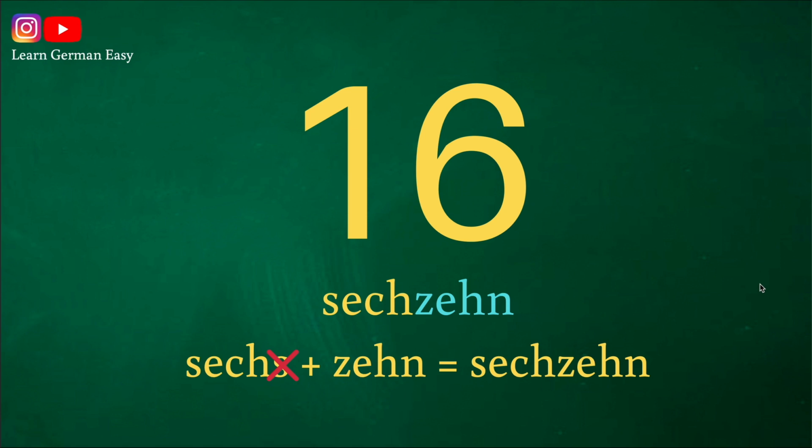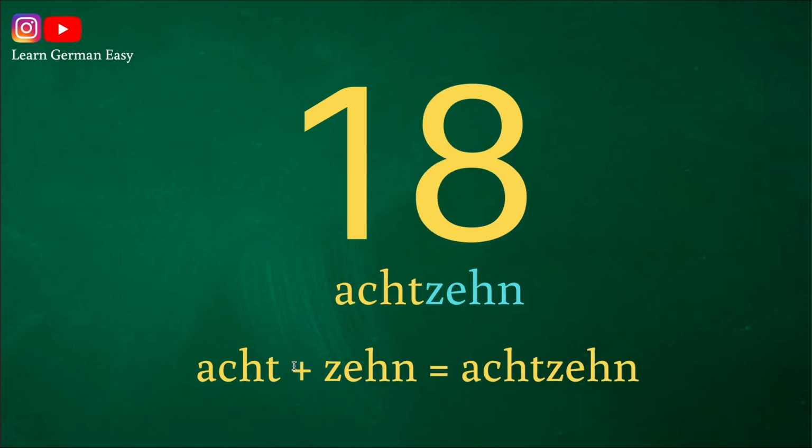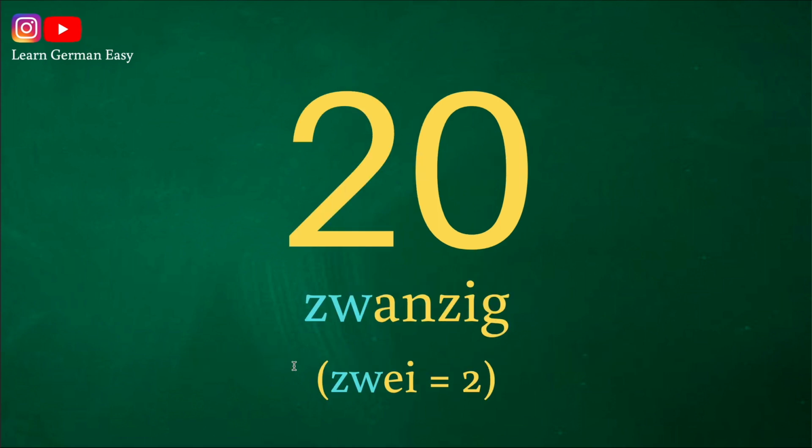16. Here it is important that you cut the S of sechs. So it will not be sechszehn, it will be sechzehn. 17. Here you have to cut off the EN of sieben. It's not siebenzehn, it's siebzehn. 18 will be achtzehn. 19, neunzehn. And the number 20 is zwanzig.